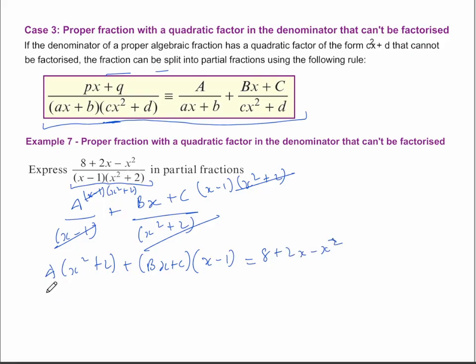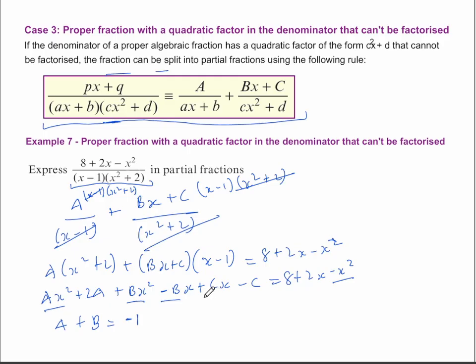We can expand this even further. So ax squared plus 2a plus bx squared minus bx plus cx minus c, and that will equal 8 plus 2x minus x squared. Then we can just compare the terms that are alike. So x squared with the x squared and the x squared. So we have a plus b equals -1. Then the x values, so -b, c, and 2. So we have that -b plus c equals 2.